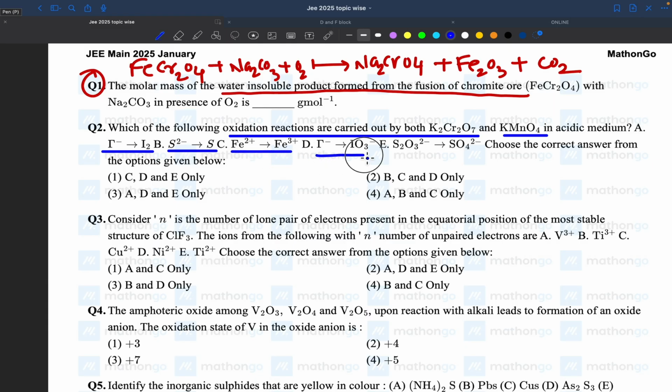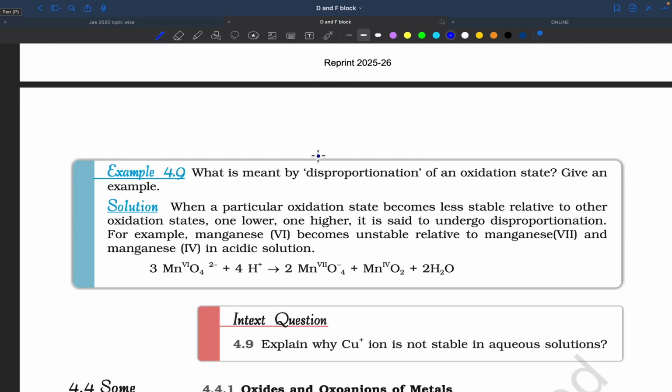I minus gives you IO3 minus, S2O3 minus 2 gives you SO4 minus 2. So both should give in acidic medium only. చూడండమ్మా, this reaction is not in acidic medium, right? So just we have seen this.